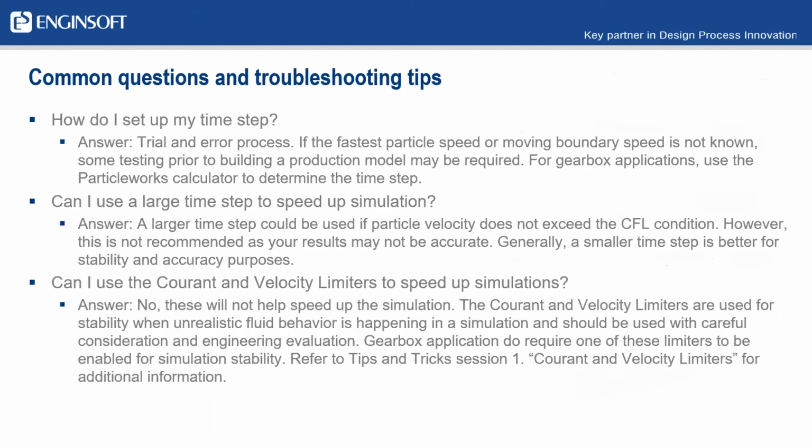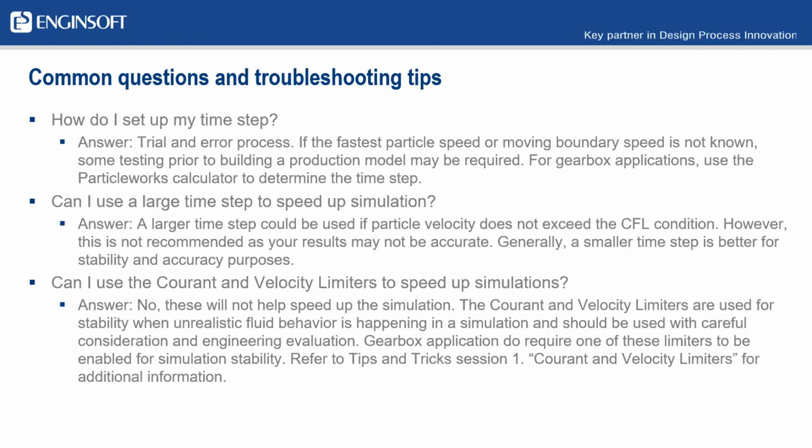Just some of the common questions that I've seen: how do I set up the time step? The best way I can think of is that sometimes it's a trial and error process. We have to take a look at things like our fastest particle speed, or we have to calculate a speed based on a moving boundary. For gearbox applications, that's pretty easy. We've got a calculator for that. But if we don't know those particle speeds, then typically a trial and error process is usually the best step.